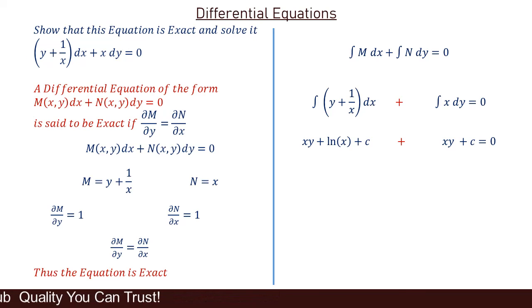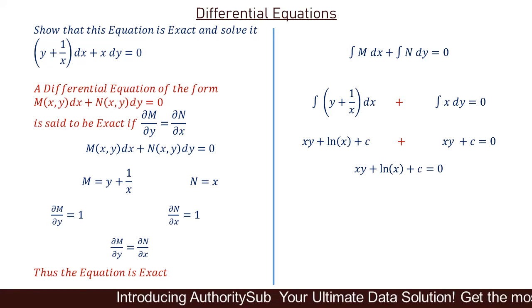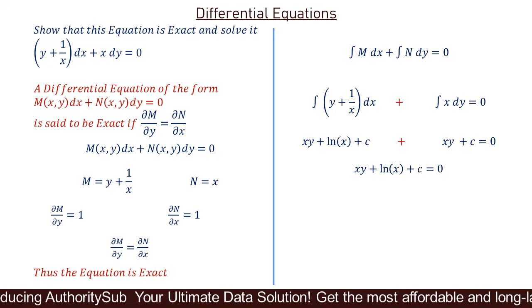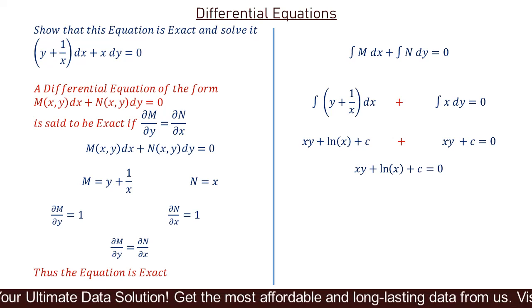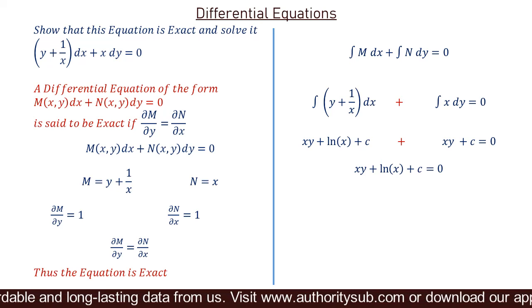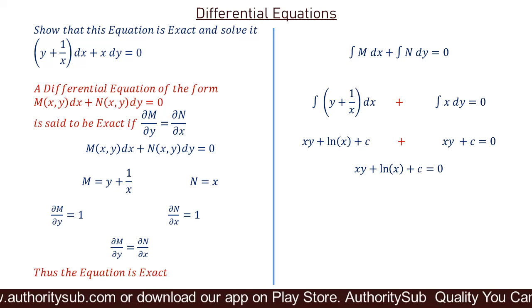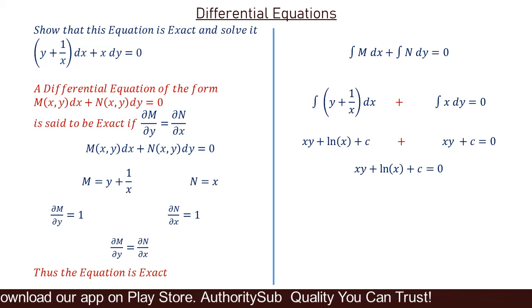So look at this carefully. These two integrals that we have, there is a term that is common, xy. So we're going to pick one of them, right? So picking one of them, we're going to see that we have xy + ln x + c equal to 0. So therefore, this is the solution to the differential equation (y + 1/x) dx + x dy = 0.